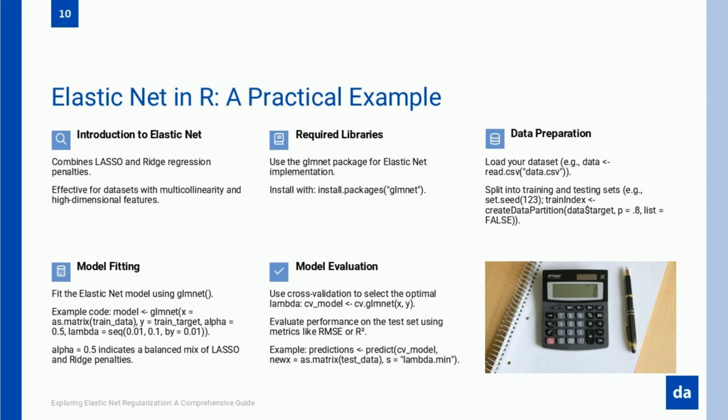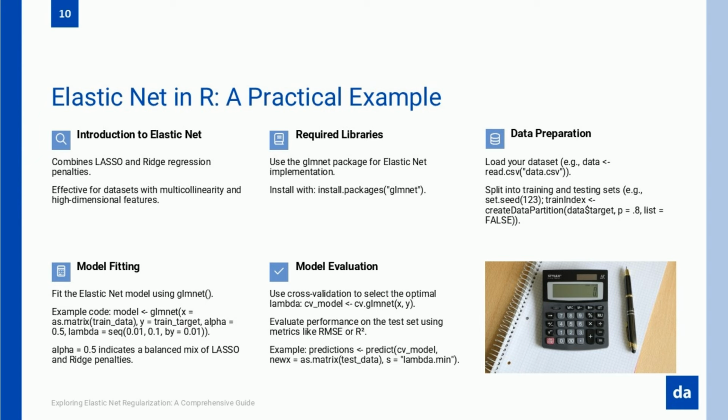The most important one is root mean squared error, RMSE, which tells us how far off our predictions are. We can also look at R-squared to see how much of the variance in our target variable is explained by the model. If RMSE is high, it means our predictions aren't great, and we may need to adjust lambda or alpha. If R² is low, the model isn't capturing enough patterns from the data, meaning we might need to retune it.